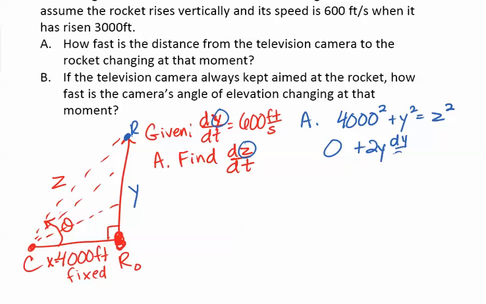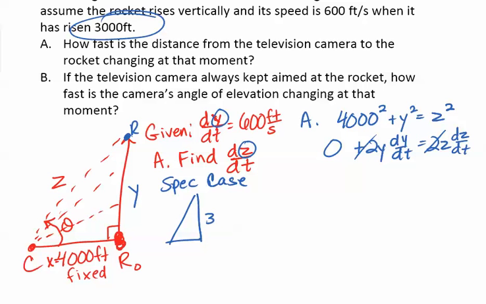2y dy/dt equals 2z dz/dt. So we can divide everything by 2 here. And our specific case is when the rocket has risen 3,000 feet. For both part A and part B, we're going to have the rocket at a height of 3,000. You can see that we've saved some work here: 3, 4, 5 triangle. So we know our z value is going to be 5,000 at this point.